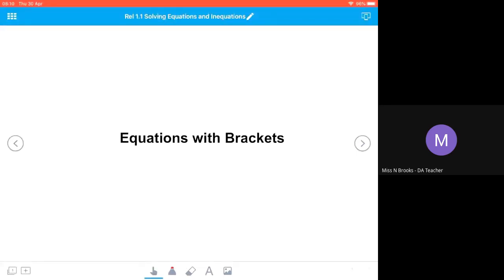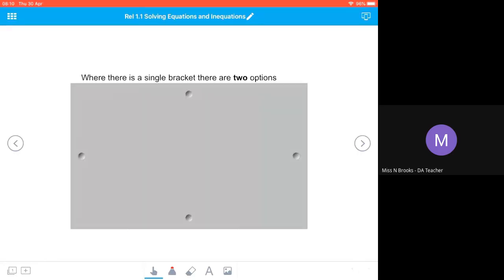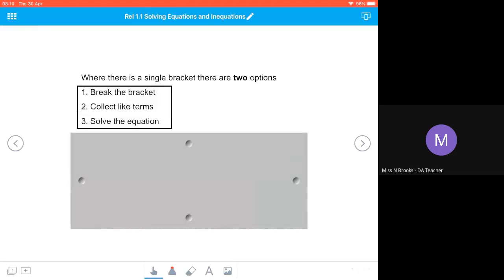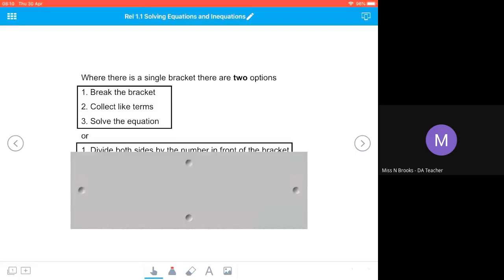So in this video, we're going to look at solving equations with brackets. Where there's a single bracket, we've got two options. We can break the bracket, collect the like terms, and solve the equation. Or we can divide both sides by the number in front of the bracket and solve the equation.